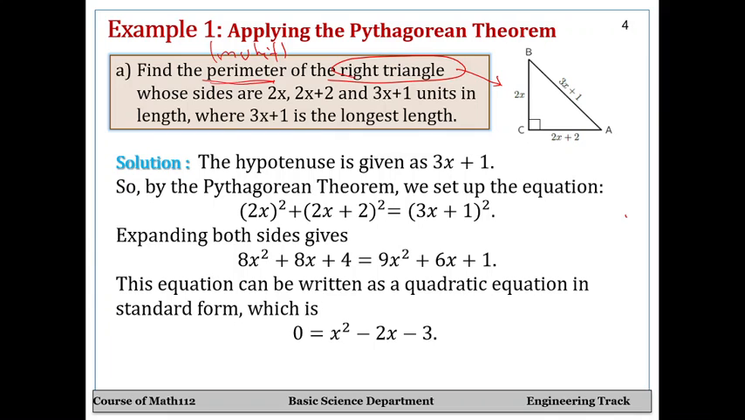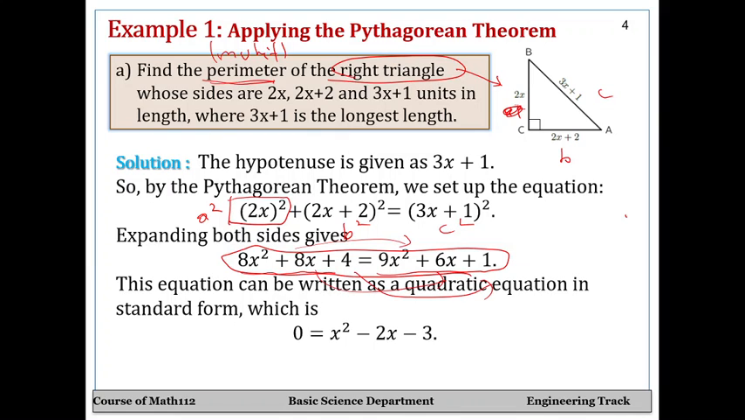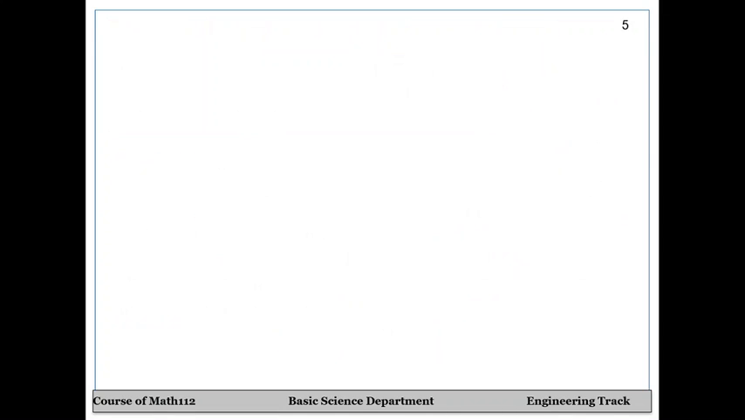I will use the solution in the slide here. So it's 2x squared, let's say a squared, plus b squared is equal to c squared, and this is c. Then after we expand, we get this one, and then we try to solve a quadratic equation. After moving everything to one side, we get a quadratic equation equal to 0. And then how do we solve it?